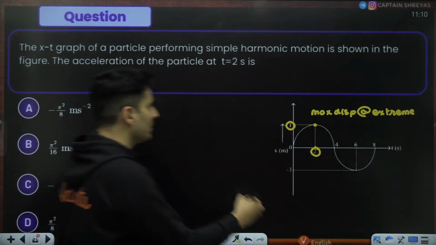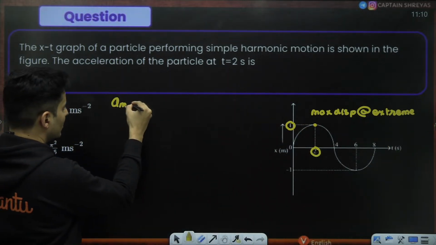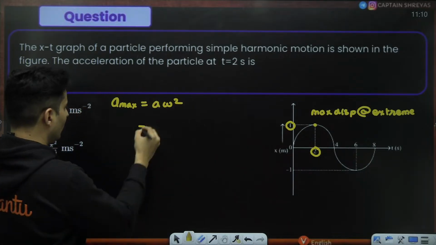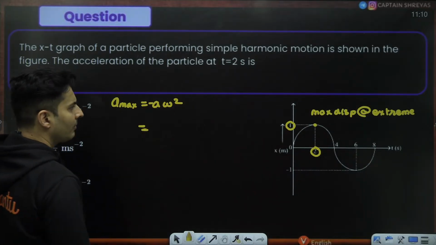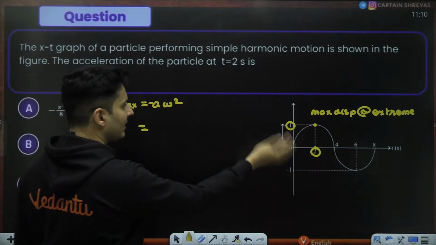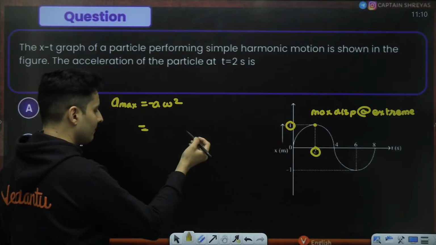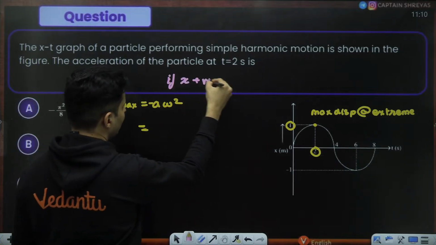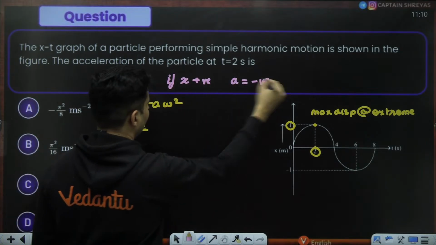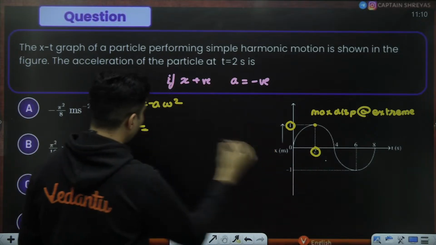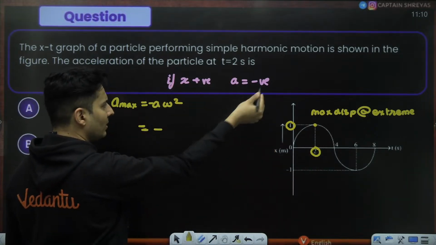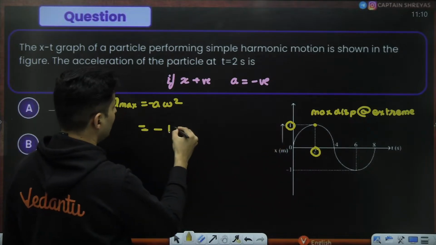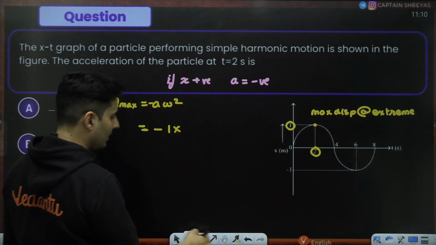And at the extreme position, the acceleration is also maximum, and it is a omega square. It is a omega square with a minus sign in this case, because x is positive, so acceleration will be negative. So keep this in mind. If x is positive, then acceleration is negative. So that's why minus sign over here. It's opposite. If x is negative, a will be positive. Amplitude, how much is it? 1, is it? Yeah.